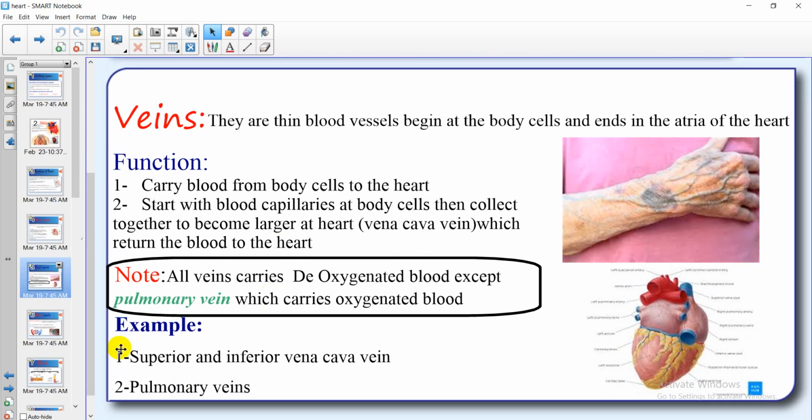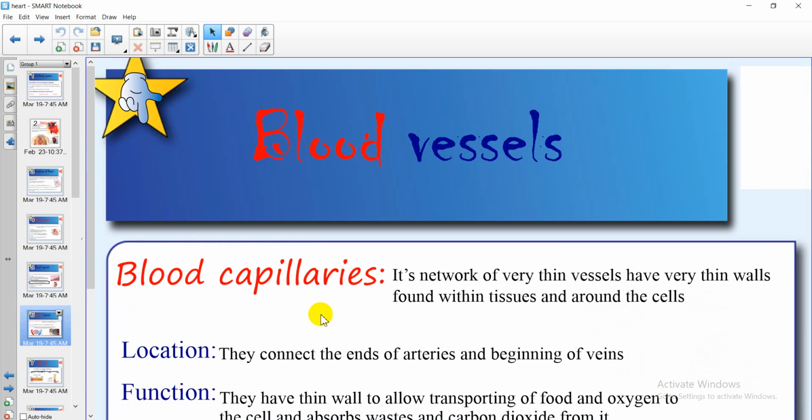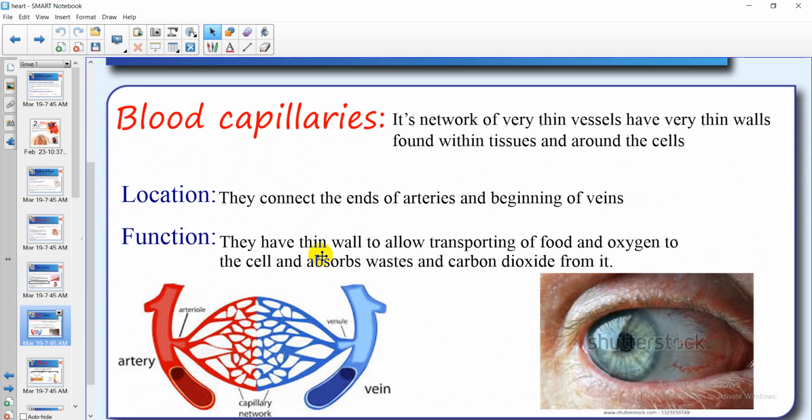The example of the veins, which is superior and inferior vena cava and pulmonary vein. Okay, blood capillaries, as you see like this, it is a network of very thin vessels that have a thin wall. Why? To allow the exchange of oxygen and carbon dioxide and digested food and wastes. So to allow this exchange, we want to have a thin layer.